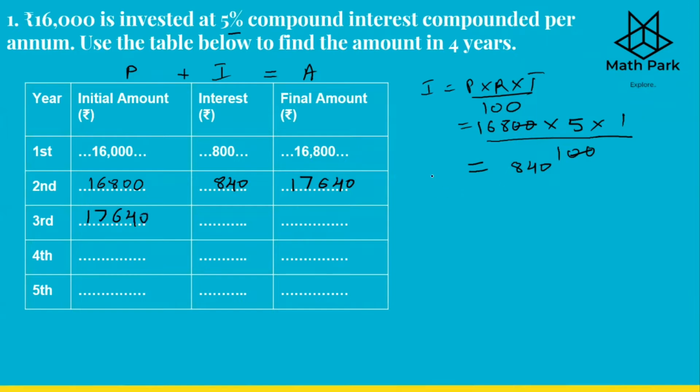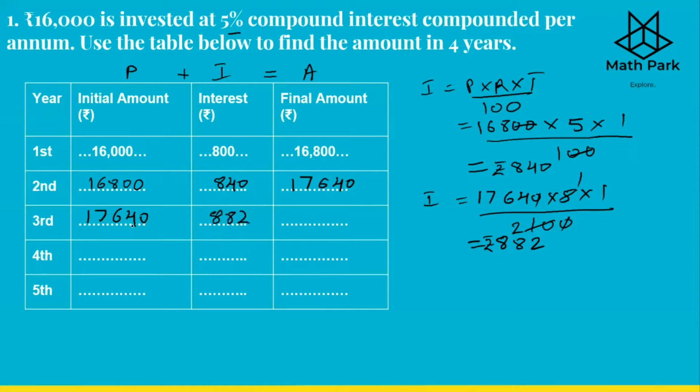17,640. Now we will again use the same formula. The interest for the third year is going to be the principal, that is 17,640, multiplied by 5 into 1 upon 100. Calculate this. A simple way of doing this is either you can make it 176.40 because the denominator is 100 and multiply by 5, or you can divide: 5 ones are 5 and 5 twos are 10. 1764, when you divide by 2, we get 882. So rupees 882 is the interest for the third year. Since rupees is already written, I'm not writing it here, 882.